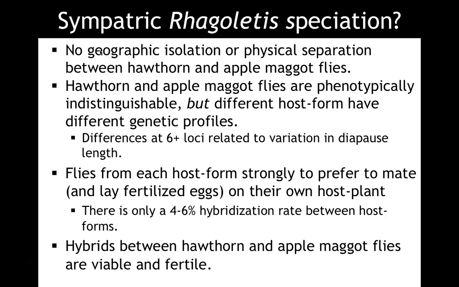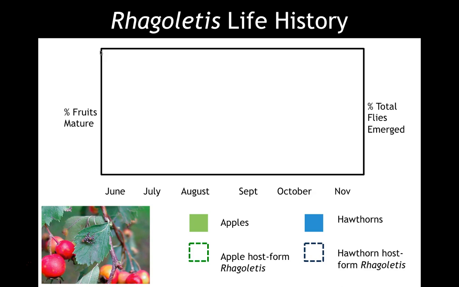But there is small levels of hybridization between the host forms, 4 to 6%. But when it does happen, they are viable and fertile. So we see big ecological differences, but technically there are no reproductive barriers. So there's a great potential for gene flow. So really interesting situation there.